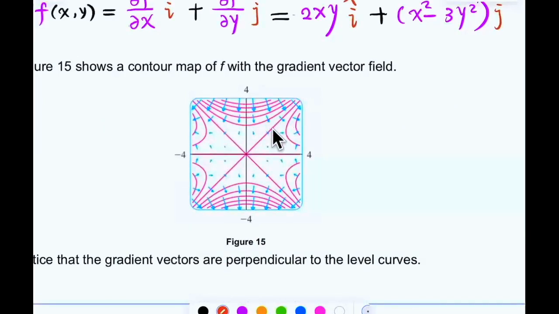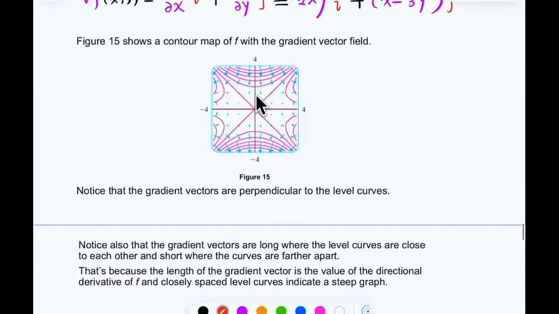Okay. What else do we want to see? The gradient vectors are long when the level curves are close to each other. You see right here, the level curves are close to each other, and the gradient vector is long. And then short when the curves are further apart. So here and here, further apart, like this.